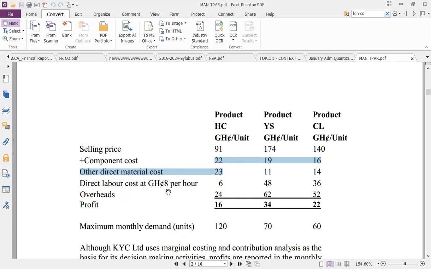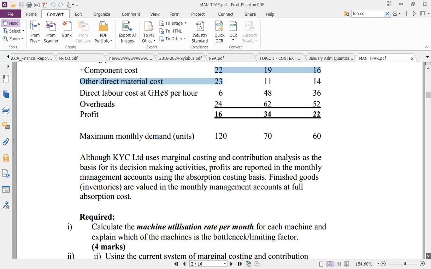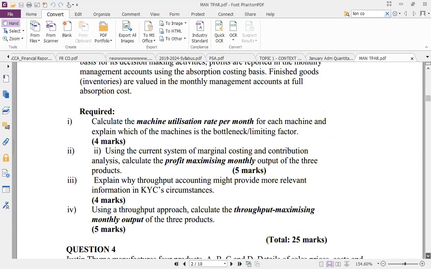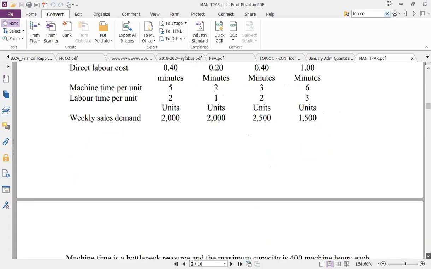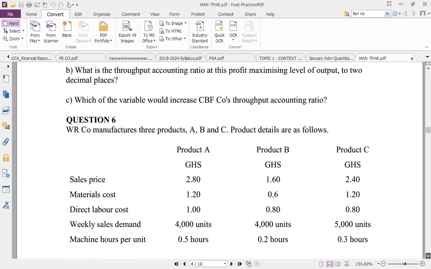So take note of that. Now, aside from this question, my next questions are questions 7 and 8. In fact, if you're able to solve them, you are fine, and you can sleep well. Question 7 and 8. Let's go to question 7.